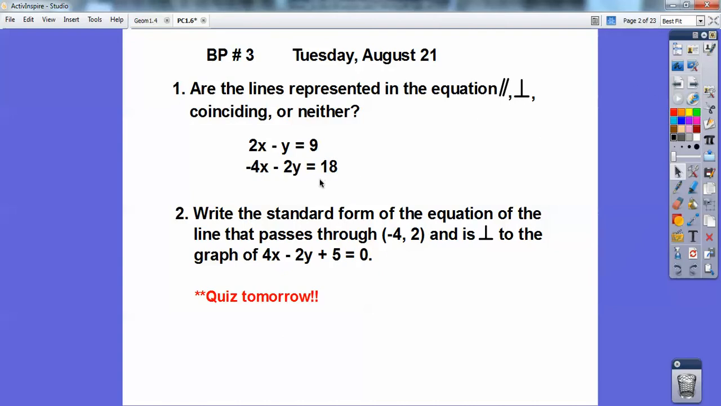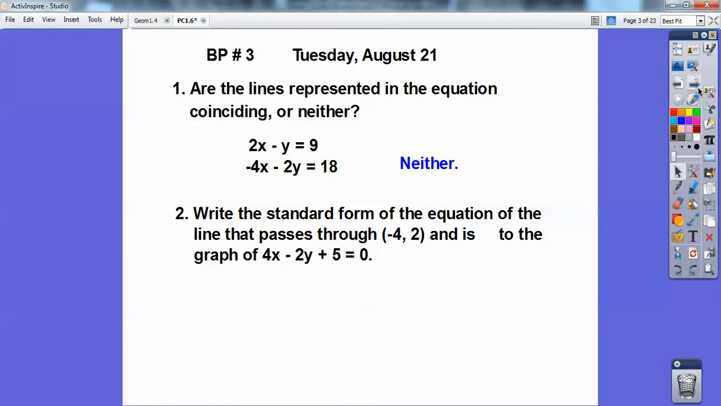But if it was the same slope, they would be coinciding because these are multiples of 2, and these are multiples of 2, and these are multiples of 2. But this negative means neither. Okay, so neither.